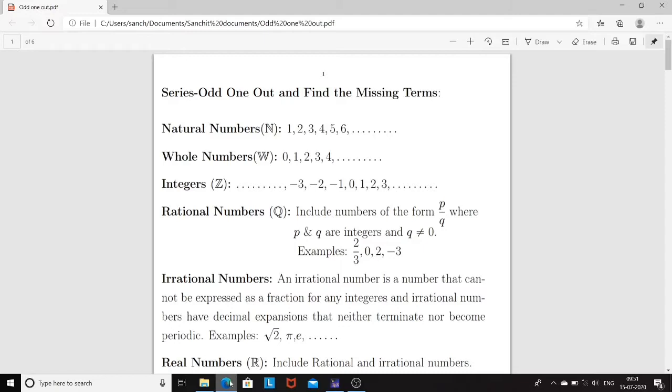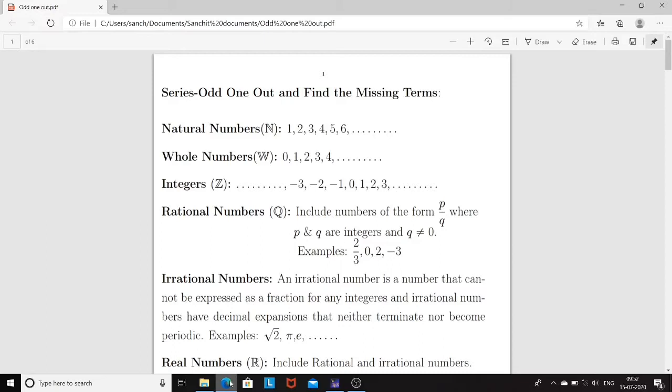Second is set of all whole numbers denoted by script W, consisting of numbers 0, 1, 2 and so on. Next is integers, consisting of the numbers 0, 1, 2, 3 on the right hand side and minus 1, minus 2, minus 3 on the left hand side. Next is the rational numbers.